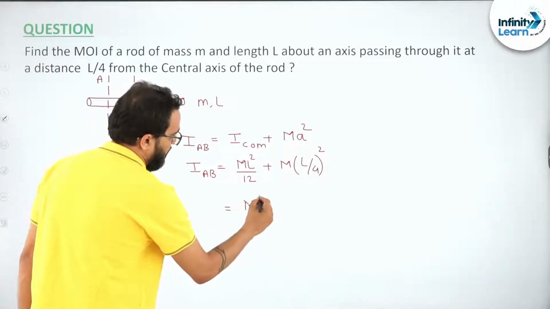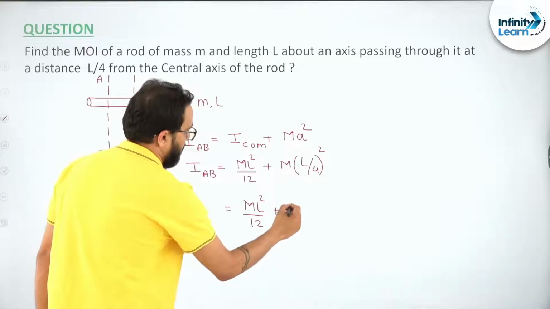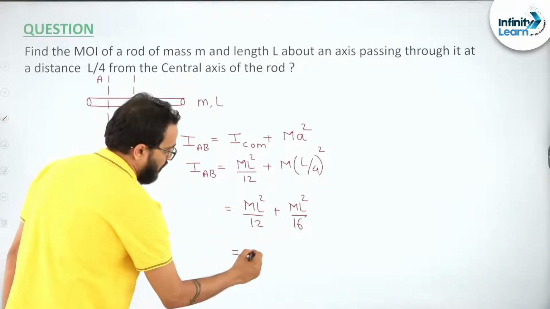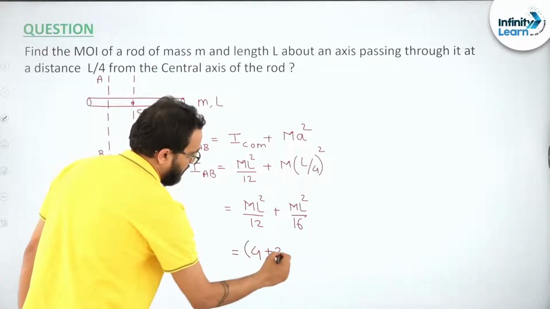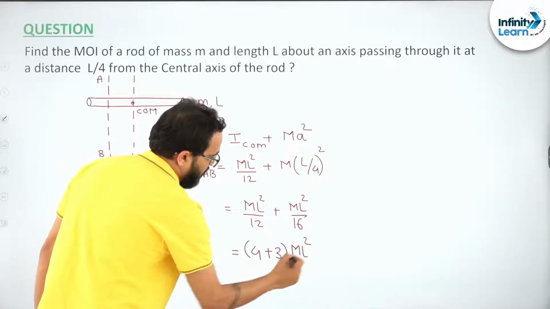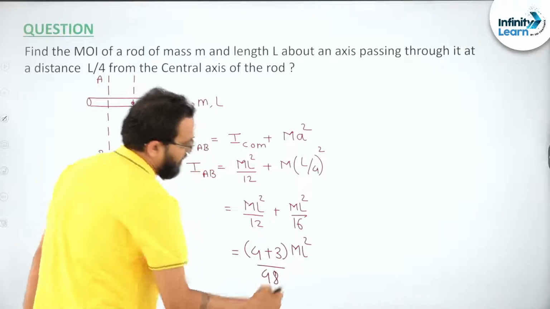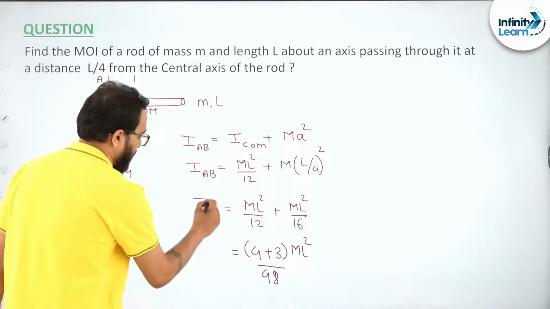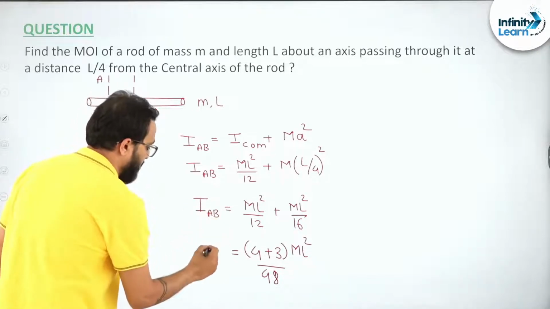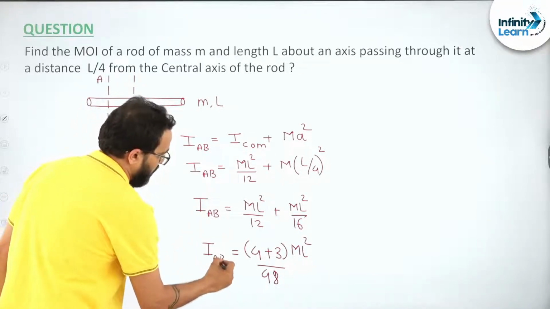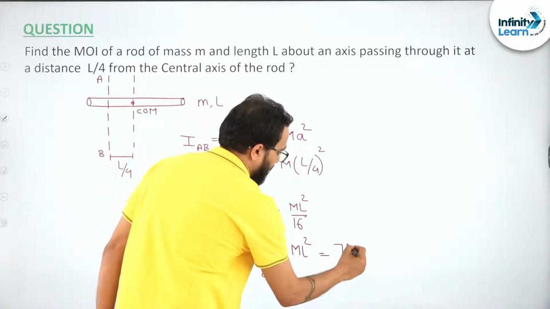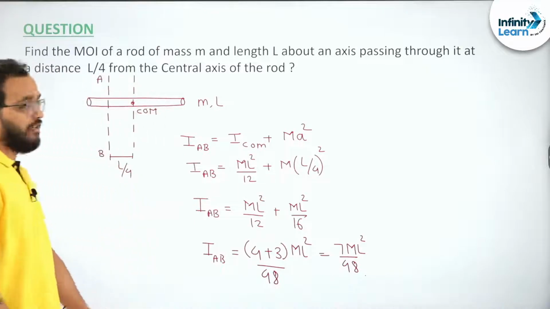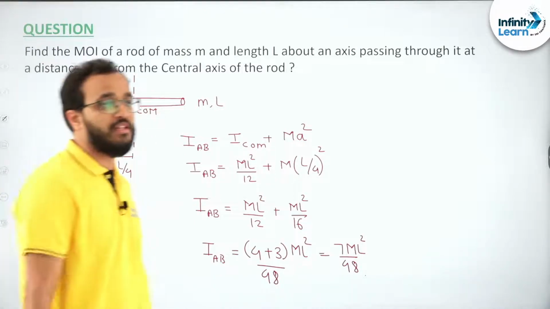So it will become m L square by 12 plus m L square by 16. So 12 4s are 48, and 16 3s are 48, so the denominator will be 48. So we will say I_AB, how much is this? It is 7 m L square by 48, I suppose. Is it clear? Any doubt in this, please let me know, students.